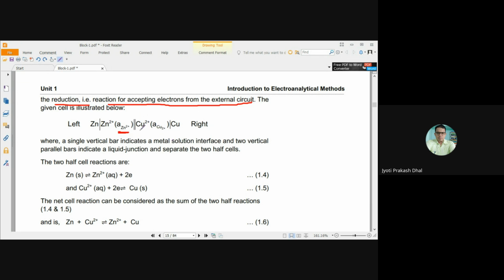On the right hand side, what is happening is that electrons are coming externally to the right hand side electrode. Here the copper 2+ ion is present in the solution, and this is the activity or concentration of the copper 2+ ion. The copper 2+ ion from the solution will accept the two electrons coming externally towards this electrode and convert into copper solid. So overall, at the left hand electrode the oxidation reaction takes place, that is the anode, whereas at the right hand side electrode the reduction reaction takes place, that is called the cathode.